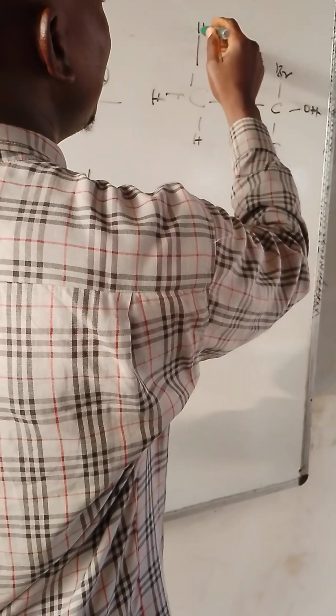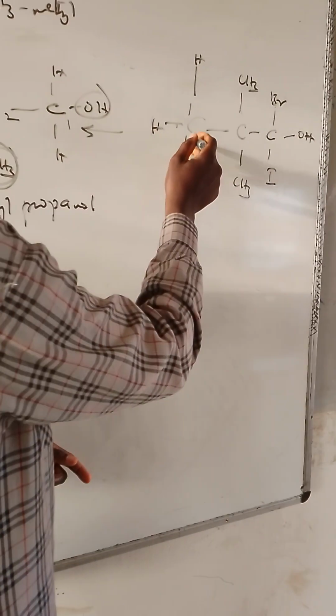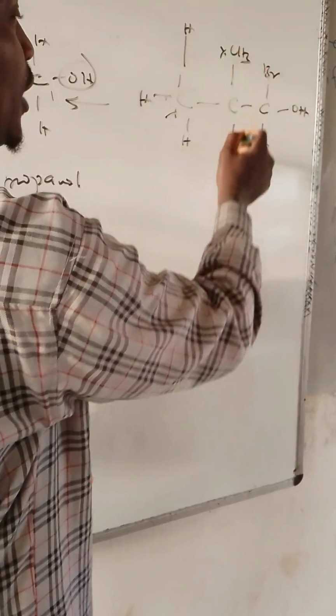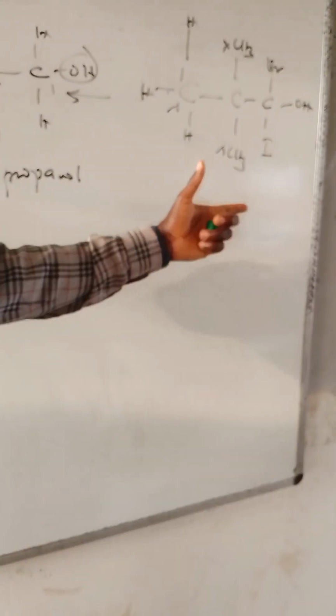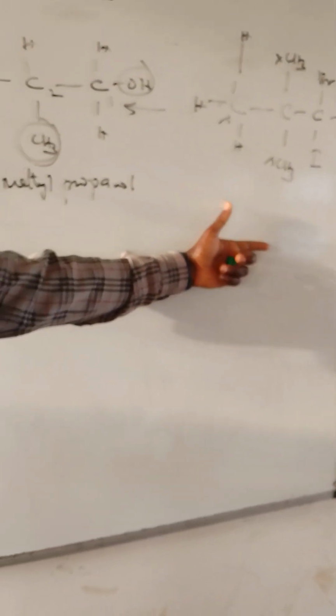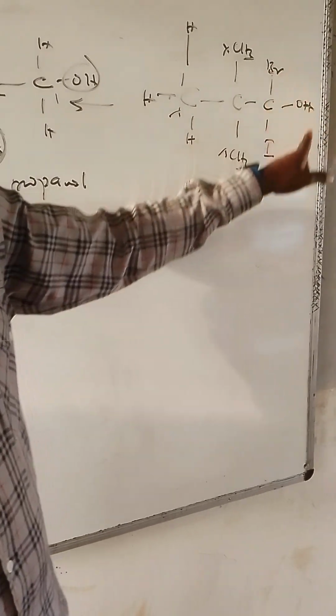So we have H here. If you observe, this is one CH3 alkyl group, this is one alkyl group, this is one alkyl group. This is satisfied to be a tertiary alcohol. But there is an attachment. How do you call this attachment? We have bromine and we have iodo.